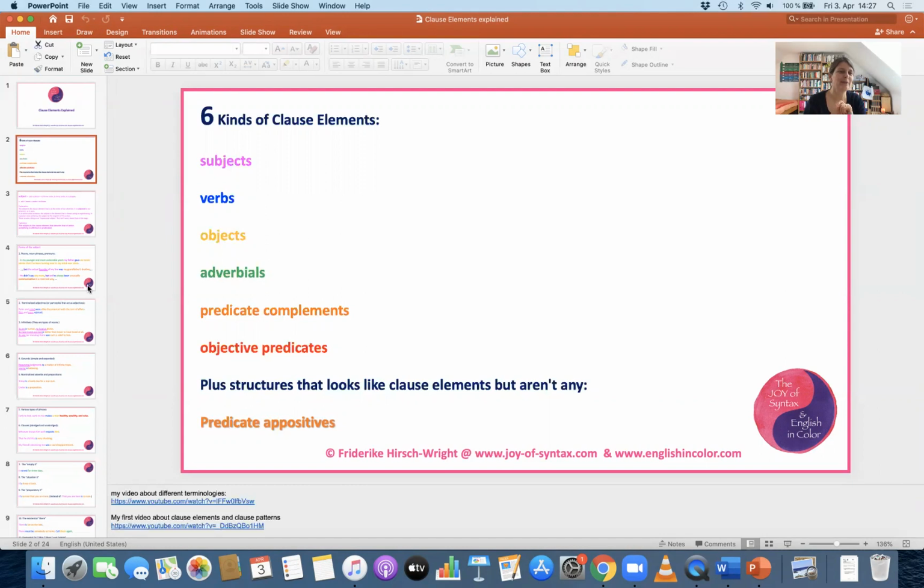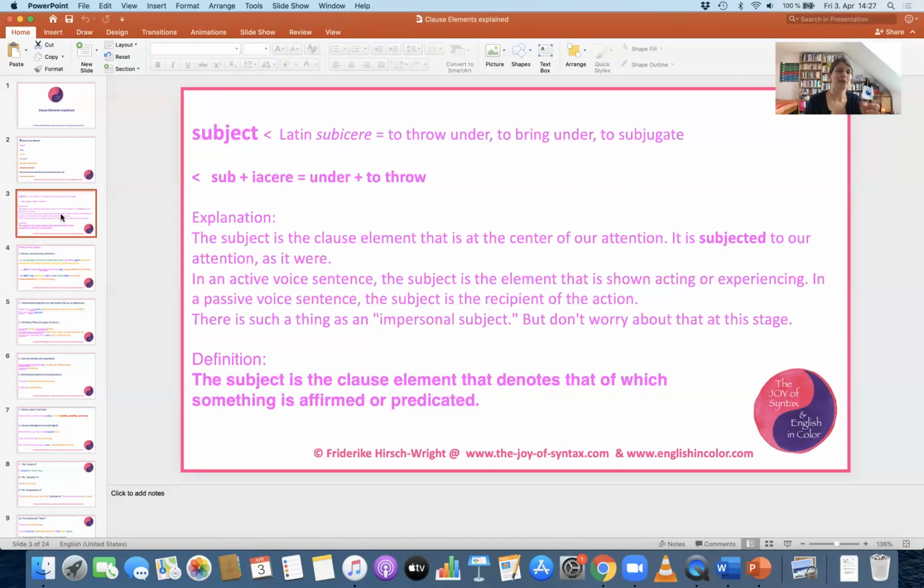Okay, so I'll start with subjects, which I always mark pink. And by the way, I chose the colors because those were the highlighter colors that were available at the office supply store that was around the corner from my office when I worked at the university and designed this method for my students. Okay, so here we go. A subject. Now, the word subject comes from a Latin word, subicere.